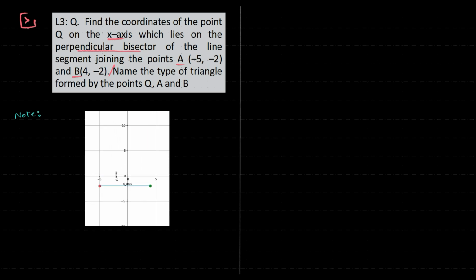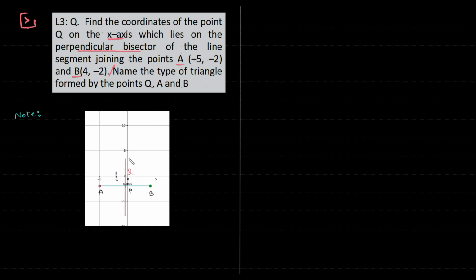We are looking at points A and B, and the perpendicular bisector will be something like this. First I'll find the midpoint, that would be point P, and then I draw a perpendicular line, something like this. So it's passing the x-axis somewhere over here. We have to find this point, and this point is Q.